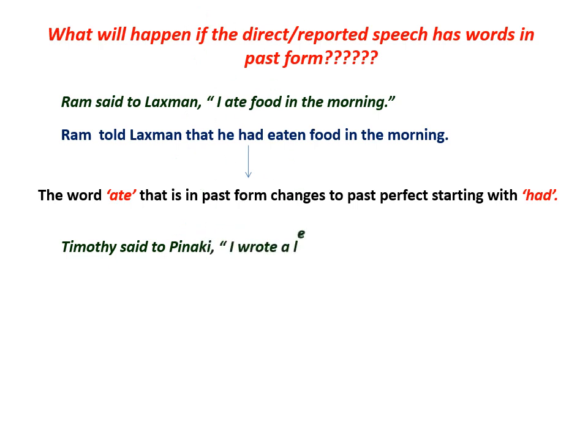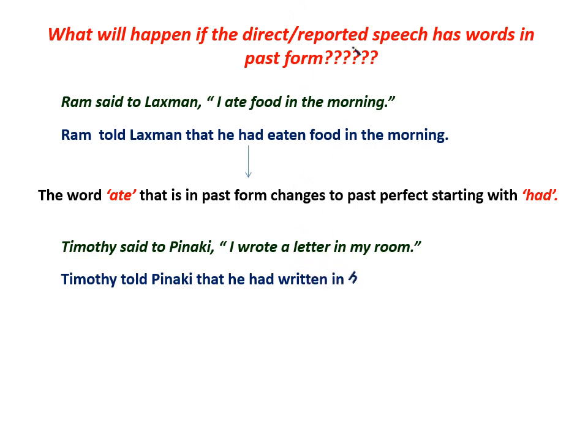Timothy said to Pinaki, "I wrote a letter in my room." Everything remains the same. We only have to take care of the word that is in past tense so that it can be converted into past perfect tense. Timothy told Pinaki that he had written, wrote changes to had written, a letter in his room. Let's see one more example.